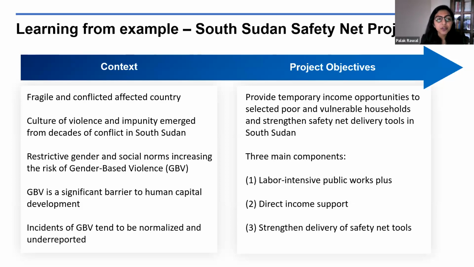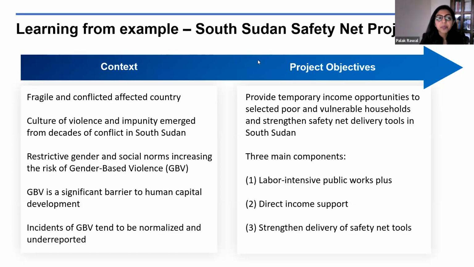Incidents of GBV tend to be normalized and underreported for various reasons, such as survivors' fear of stigma and backlash, high rates of impunity, traditional beliefs like the normalization of violence, etc. The World Bank's Finance South Sudan Safety Net project was aimed to provide temporary income opportunities to selected poor and vulnerable households and to strengthen safety net delivery tools in the country. The project had three main components, as you can see on the screen.